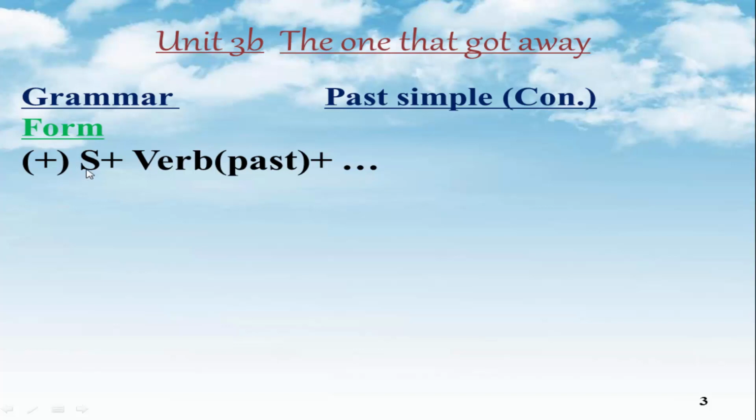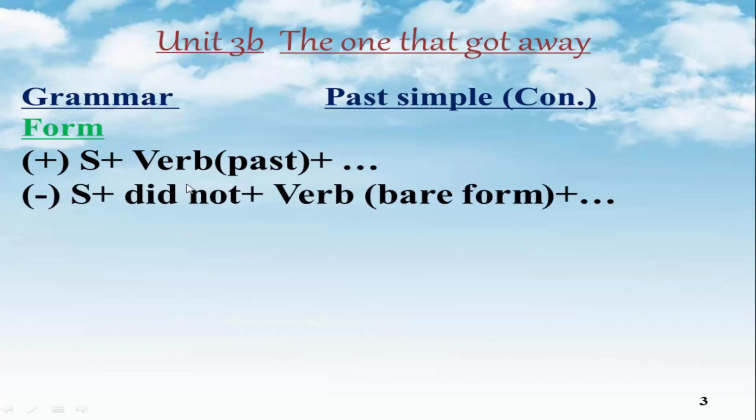In positive form, you have to have subject plus verb, but for the verb we need to use the past form. I already taught you how to make the past verb. And don't forget to memorize the irregular verbs. In negative, we have to use did not to help, and the verb that follows did not, you have to use the bare form, means the original one.